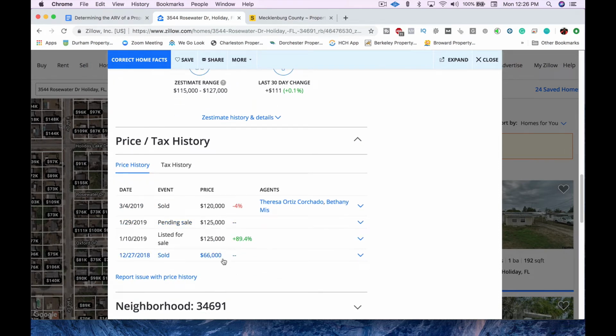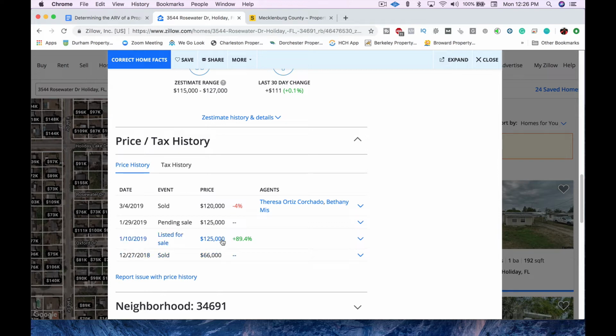Let me see, 66K is what we wholesaled it for. It was actually a little bit higher than this because the assignment fee is not reflected. In Charlotte, our assignment fees are reflected on Zillow. Here they aren't. So I believe we actually sold this for like 79K or 80K. We pulled a 10K assignment fee out of it.